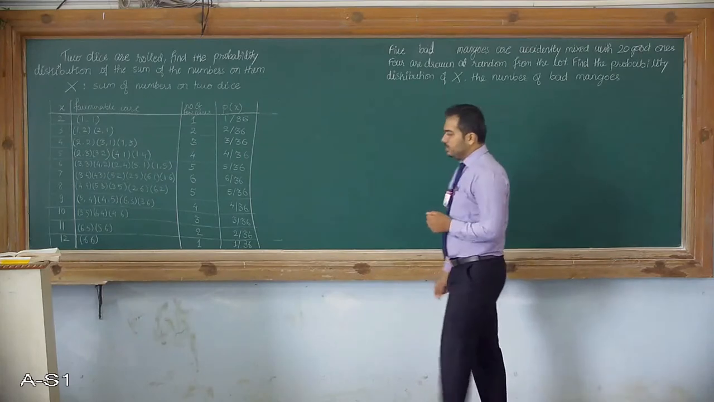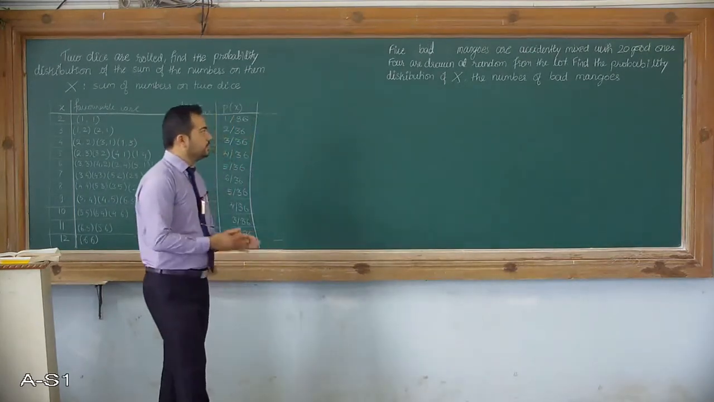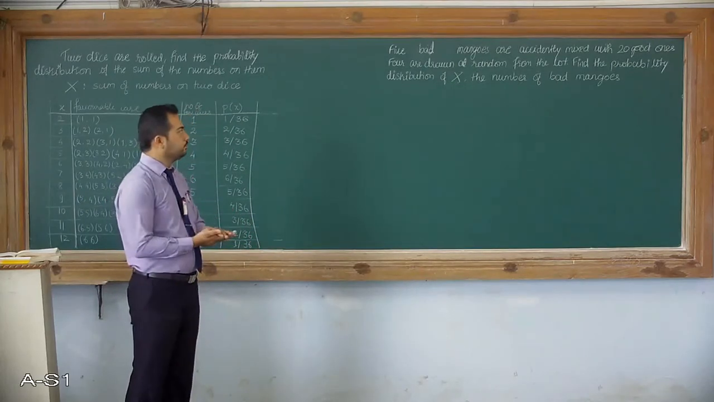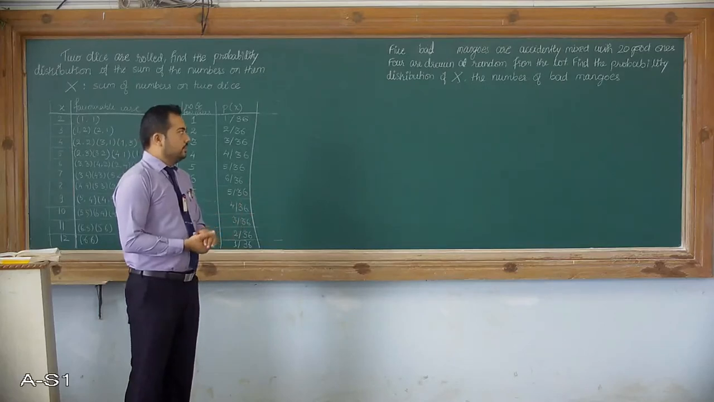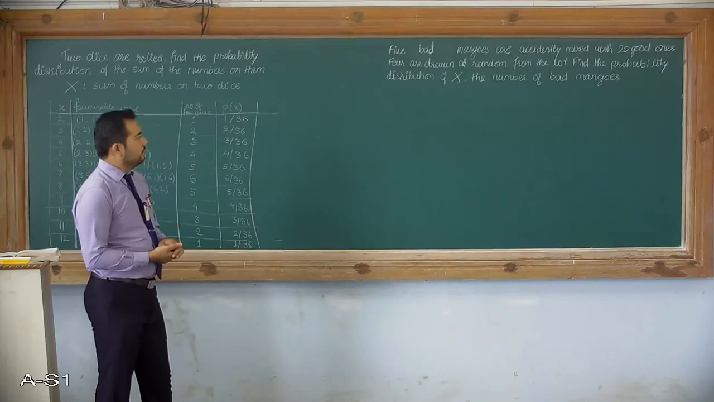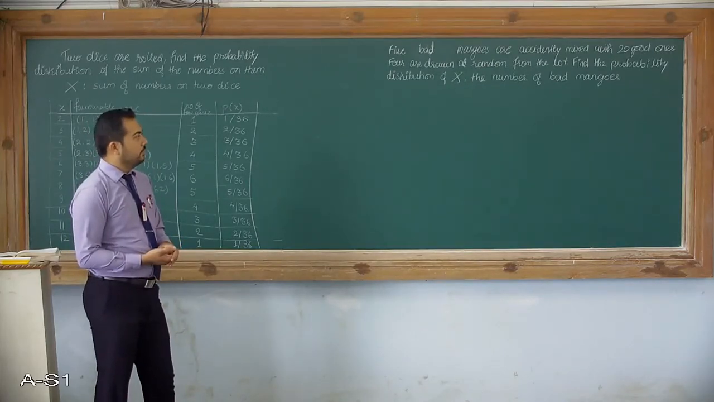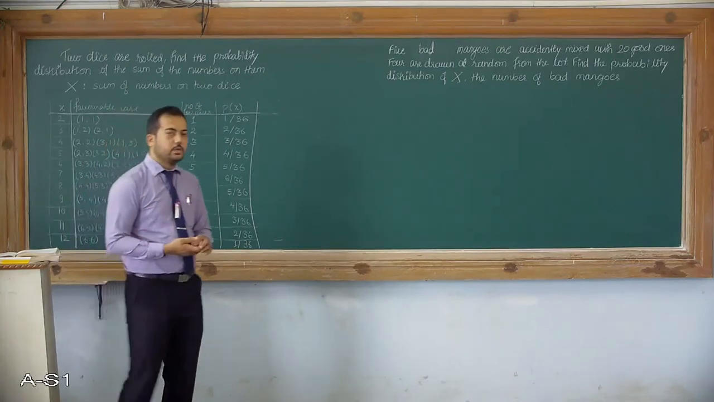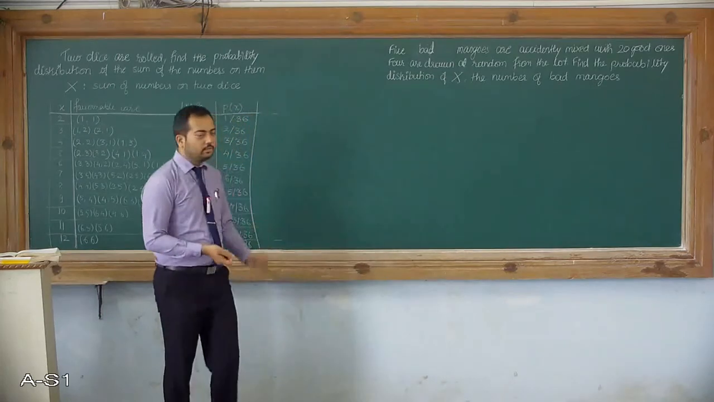Now the second example is this way, that there are 5 bad mangoes which are accidentally mixed with 20 good ones. 4 are drawn at random from the lot. Find the probability distribution of X, the number of bad mangoes. Okay, so there are 5 bad mangoes which are mixed with 20 good ones.